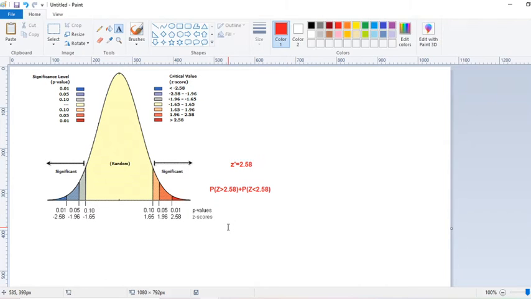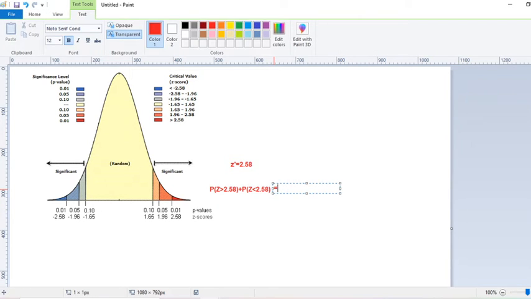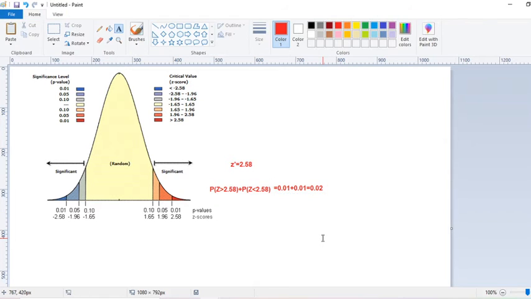Look at this region. After 2.58, the area under the curve will be 0.01. You know that probability is the area under the curve. So that is the area 0.01, plus 0.01 on the left side. On the left side you have 0.01 area, and on the right side you have 0.01 area. So what is the result? 0.02. That is the p-value.